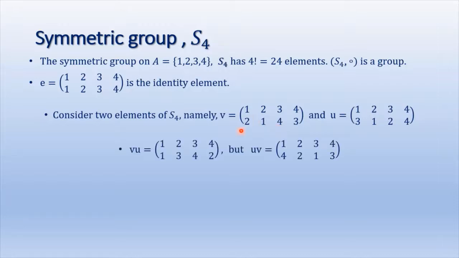As in S3, we are going to find VU in a similar way. Here 1 goes to 2 and 2 goes to 1. So 1 goes to 1. To find VU, first you write the elements 1, 2, 3, 4 in the first row, and you find the image of 1 under V first and then U. So the image of 1 is 2, that 2 goes to 1. So the image of 1 is 1.